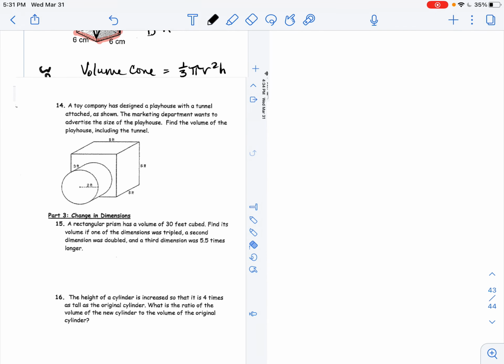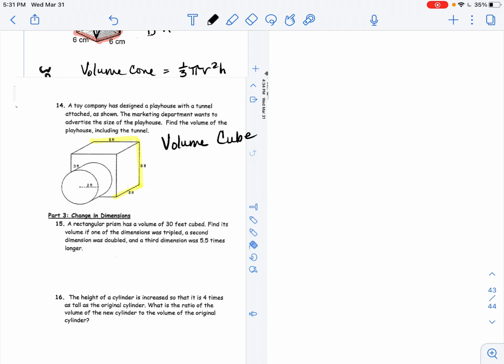All right, and number 14, we have a toy company has designed a playhouse with a tunnel attached. The marketing department wants to advertise the size, find the volume of the playhouse. All right, so we have the volume of the cube, and we know it's a cube because all of these measurements are the same.